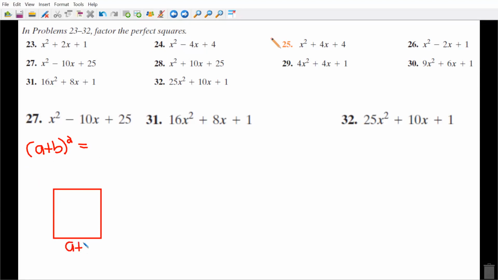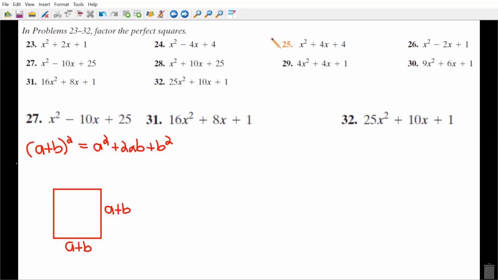A plus B times A plus B, right? And when you have this, the answer is going to be A squared plus 2AB plus B squared, okay?